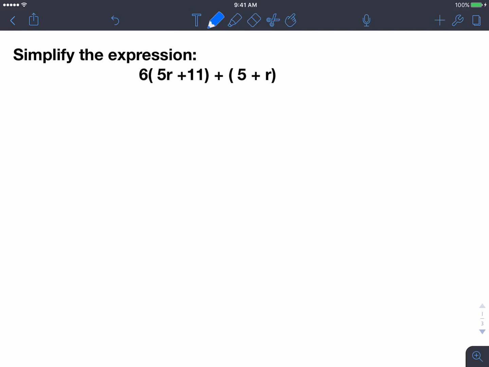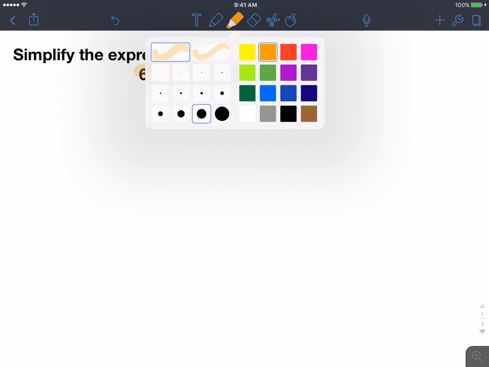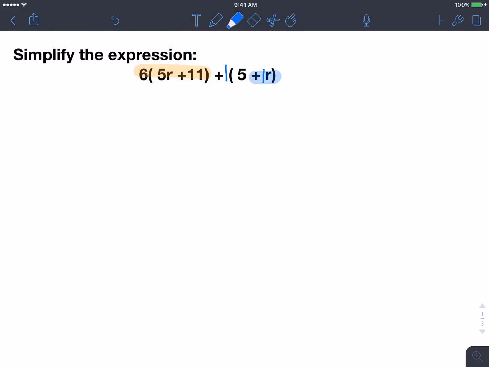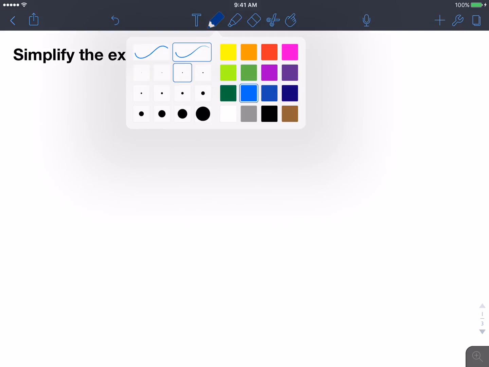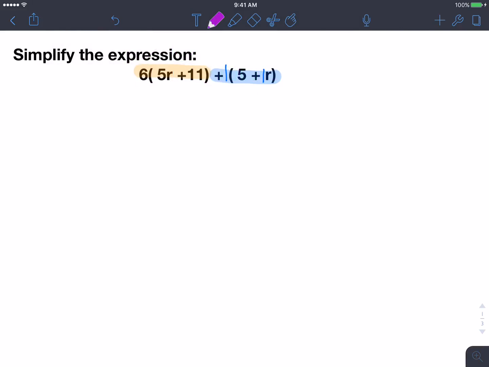So in my first example, I have 2 ghost numbers. 1 right here in front of my parenthesis, and 1 inside my parenthesis. So I made my ghost appear. Now I'm going to go ahead and separate my parentheses out, and then I'm going to distribute. 6 times 5R, six times 11.